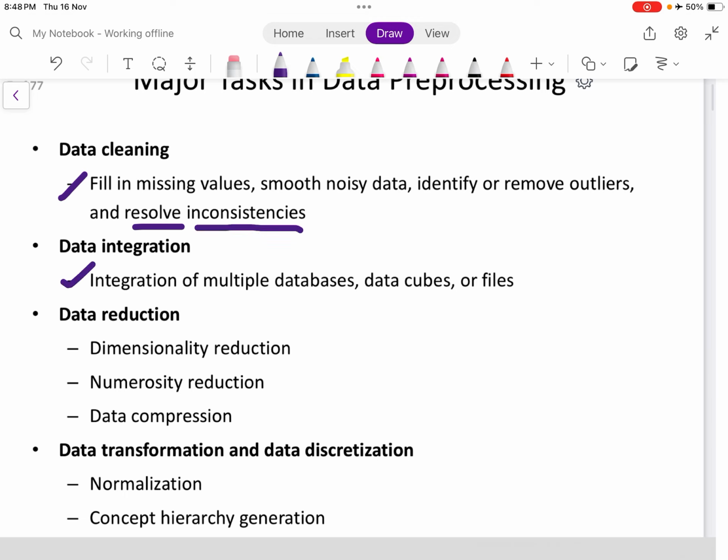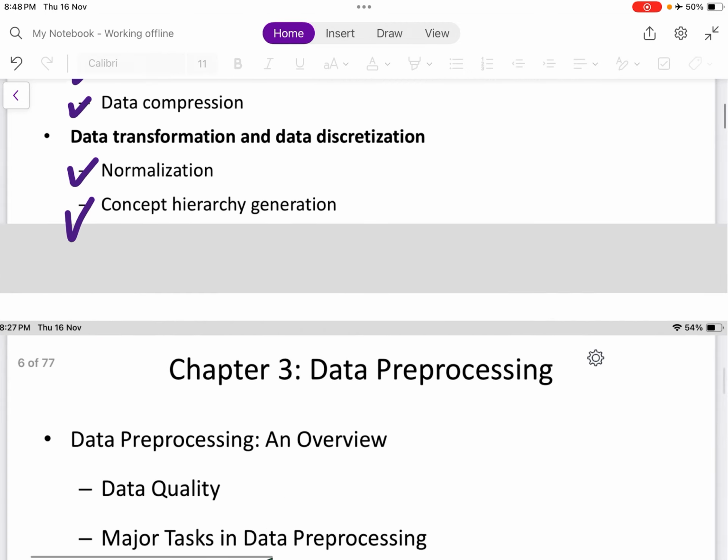Data integration: integration of multiple databases, data cubes or files. Data reduction: dimensionality reduction, numerosity reduction, data compression. Data transformation and data discretization: normalization and concept hierarchy generation.